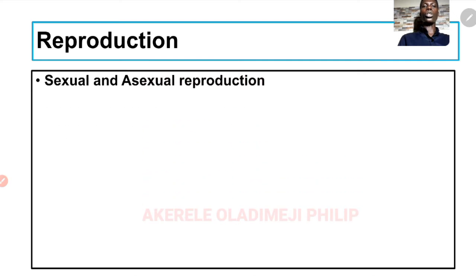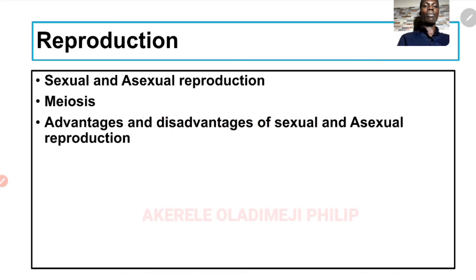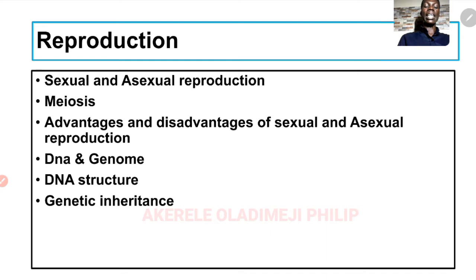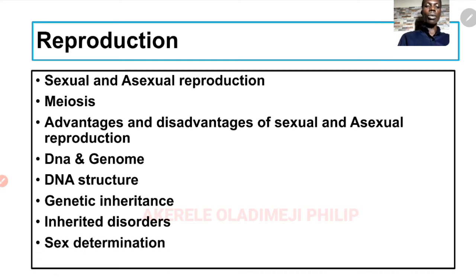So under reproduction, you look at the differences between sexual and asexual reproduction, meiosis, then advantages and disadvantages of sexual and asexual reproduction. Now we look at DNA and genome, what it means, the structure of DNA, the genetic inheritance, that's like talking about Mendelian genetics sort of. Now we'll look at inherited disorders, all right, then sex determination.